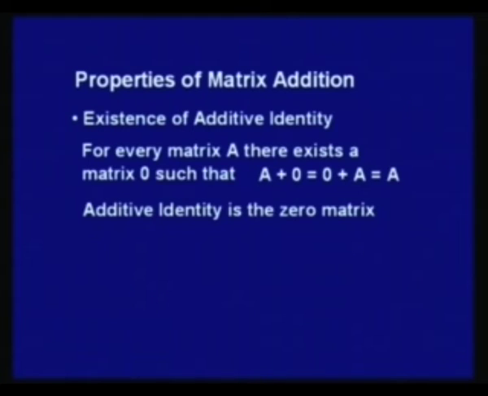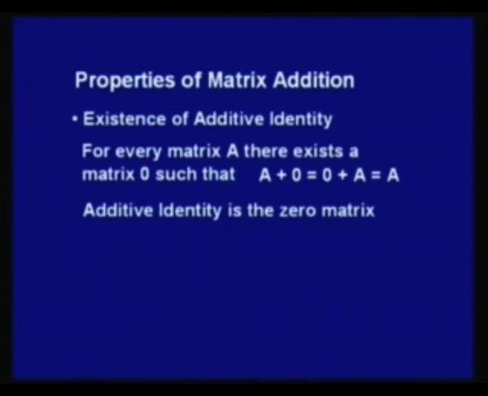Further properties of matrix addition. The existence of additive identity is an important property of matrix addition. By this I mean to say that for every matrix A, there exists a matrix 0 or a null matrix such that A plus 0 is the same as 0 plus A is the same as A. So, whether you add 0 on the right side or you add on the left side, the result is not affected at all. And this matrix is called the additive identity, or we say additive identity is the 0 matrix.